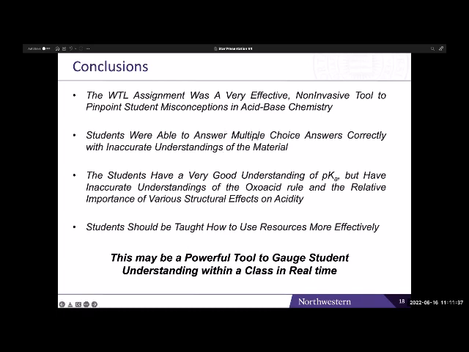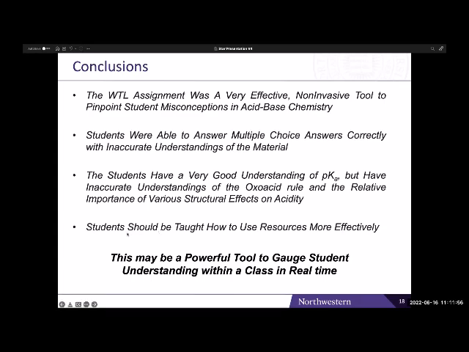Students would have been able to answer multiple choice questions correctly with inaccurate understandings of the material. The students have a very good understanding of pKa, but have inaccurate understandings of these 2 different rules that we taught them in the classroom.